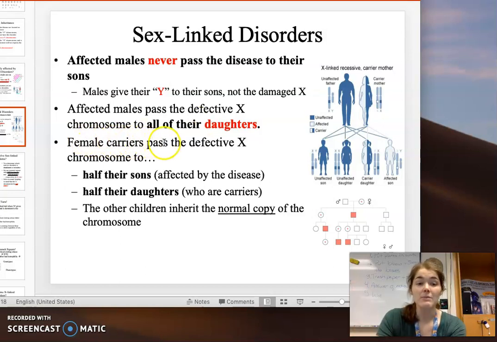Now, female carriers can pass the defective X to half of their kids. Half of their sons will have it, and half of their daughters will have it, but their daughters will be carriers. All this will make more sense once we actually try the Punnett square. Okay? Sorry about it. It gets a little weird.